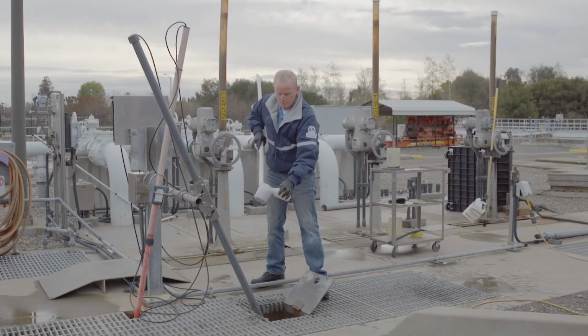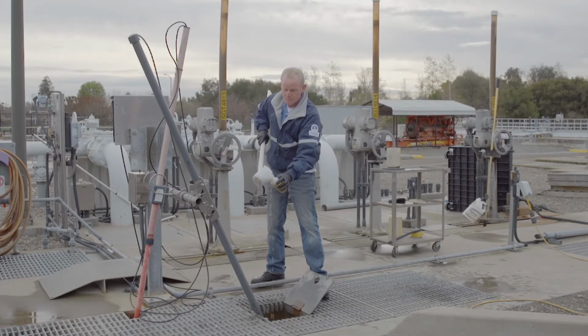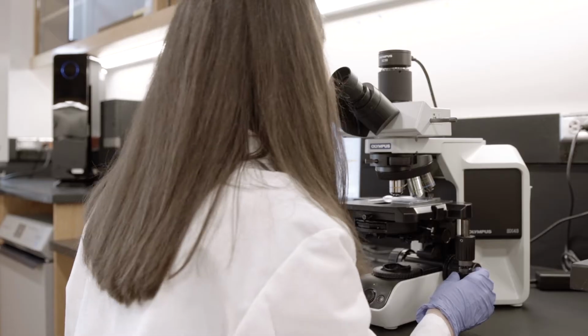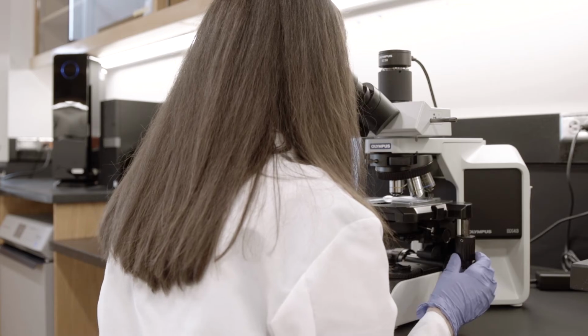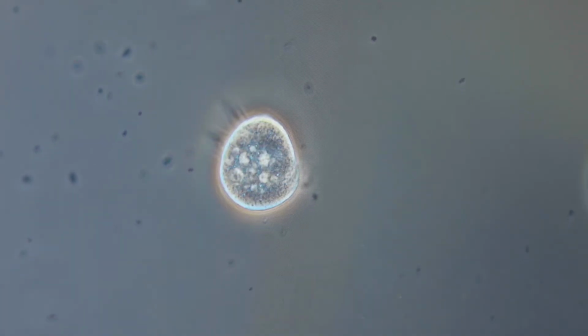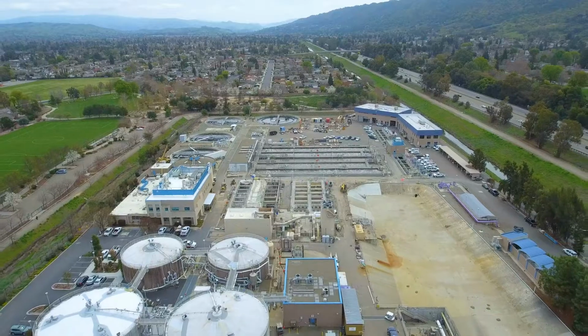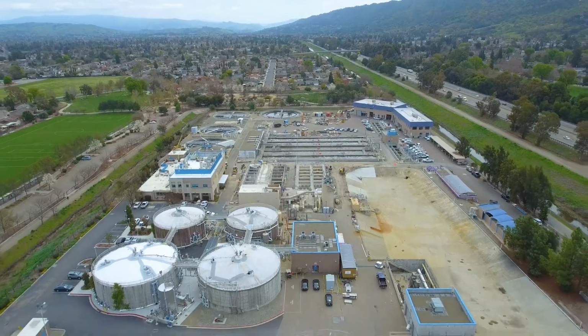So our job as the operators is to make sure that the microorganisms have enough oxygen and that there's a good balance between the population of microorganisms that we have in the system and the amount of contamination or food for the microorganisms to dispose of. So we keep that system in balance and it gets treated that way.